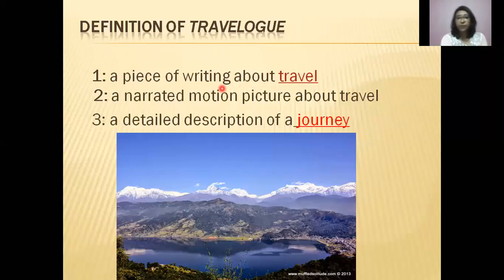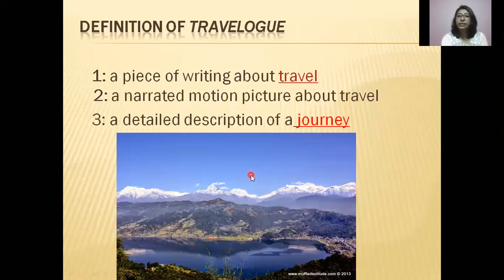Maybe you have traveled different places, and after coming back from the place, you describe it to your parents, you describe it to your friends, relatives, verbally. But now we are going to write it in written form. So it's a piece of writing about your travel. It's a narrated motion picture about travel. You write in such a way that when your readers read it, they get a picturized view in their minds.